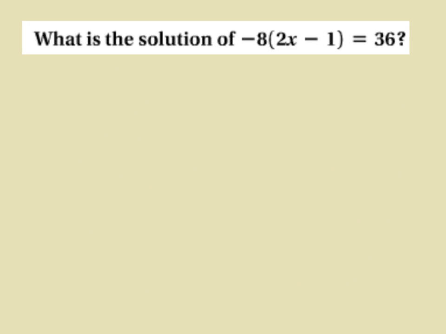So what do I do here? First thing you have to do is simplify. By simplifying this, I would distribute inside my parentheses. So negative 8 times 2 would give me a negative 16x, and negative 8 times negative 1 would give me a positive 8. And that is equal to 36. Once you distribute, then you solve like normal.